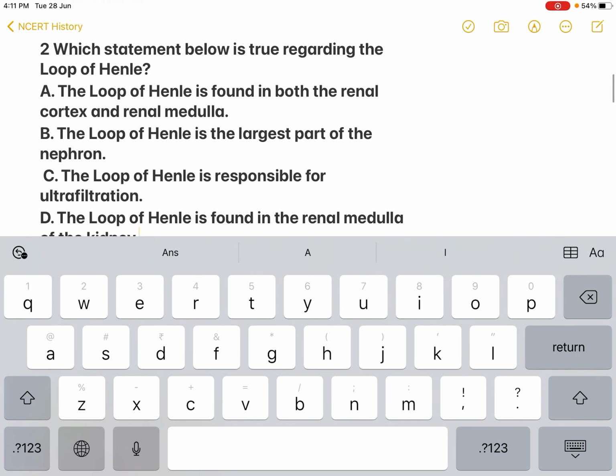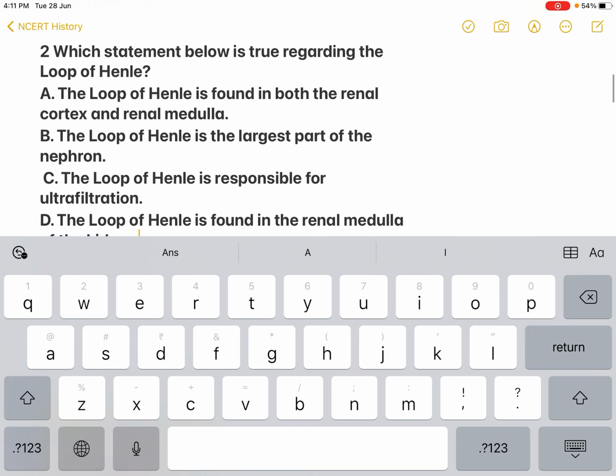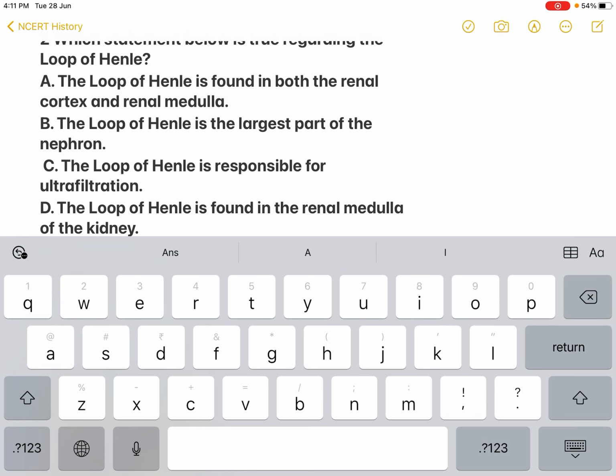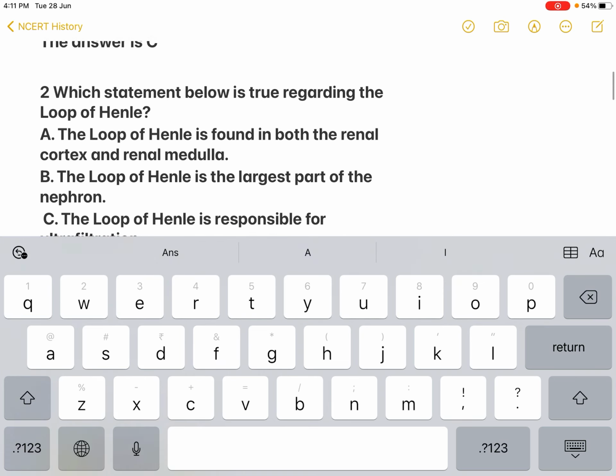Which statement below is true regarding the loop of Henle? Option A, the loop of Henle is found in both the renal cortex and renal medulla. Option B, the loop of Henle is the largest part of the nephron. Option C, the loop of Henle is responsible for ultrafiltration. Option D, the loop of Henle is found in the renal medulla of the kidney. We'll be seeing in the subsequent questions about various parts of the kidney, and this particular question is asking which statement is true about the loop of Henle.